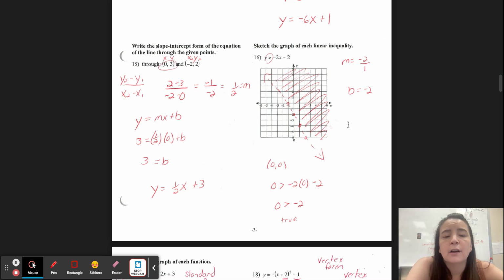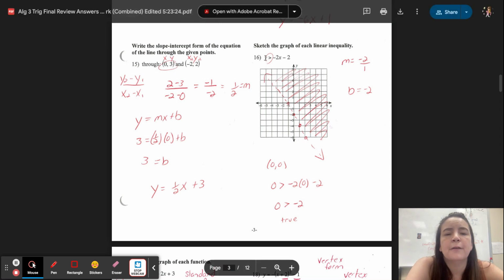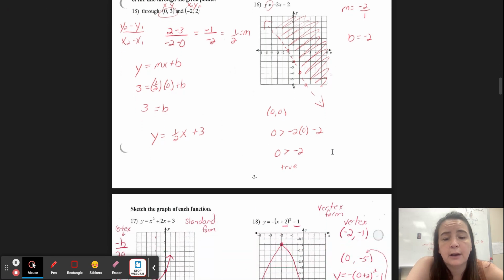So it depends. Also, some people know the trick that if you have your y on the left and your expression on the right, if it says greater than, you shade above. If it says less than, you shade below. Completely up to you how you want to handle it.